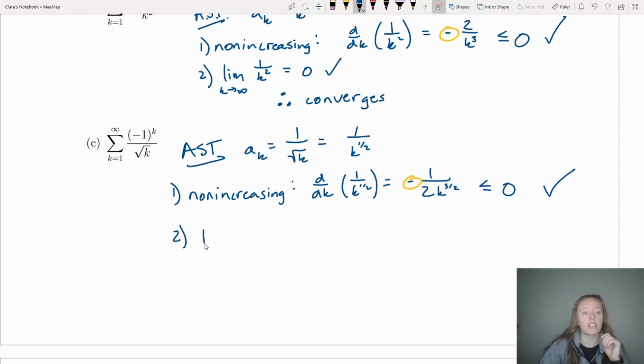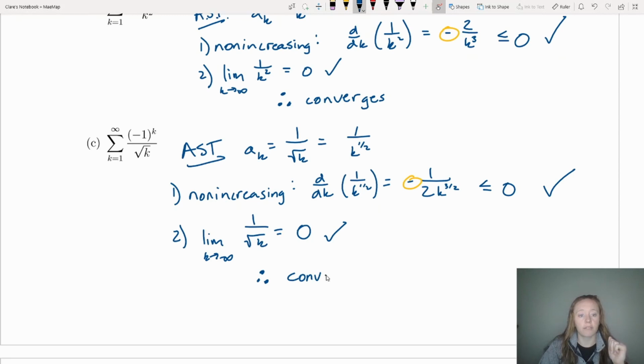Now, number 2, we need to show that the limit as k approaches infinity of a sub k, which in this case is 1 over the square root of k, is 0. And it is indeed, because as k goes to infinity, that denominator goes towards infinity, whereas our numerator stays at a constant of 1. Therefore, we're going towards 0. So in A, B, and C, all of my alternating series converge. So let's move on to the next page.